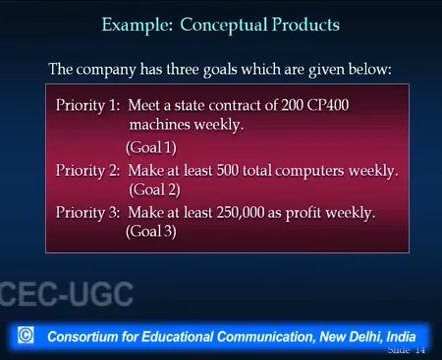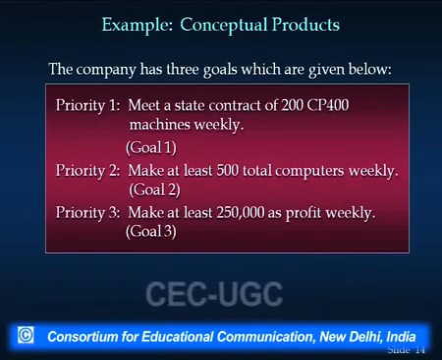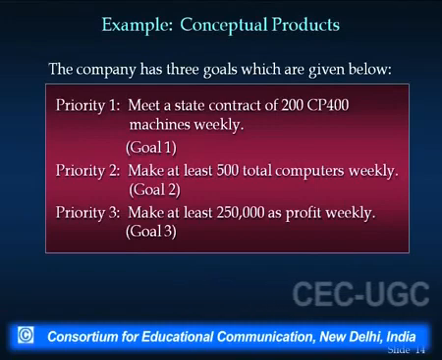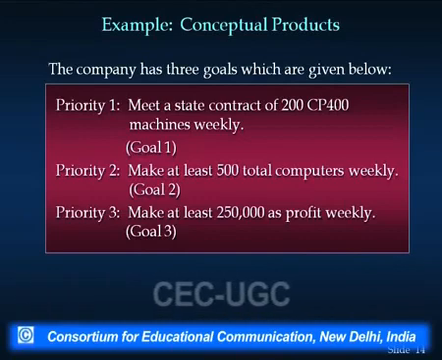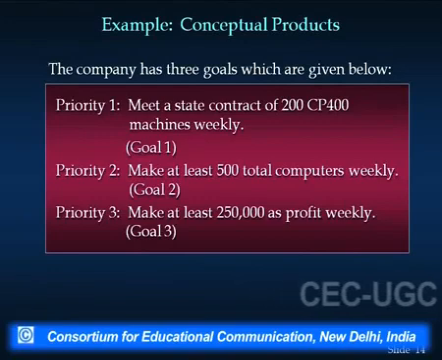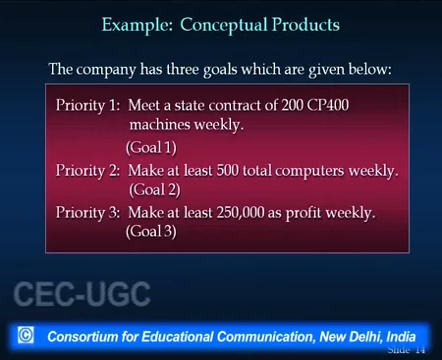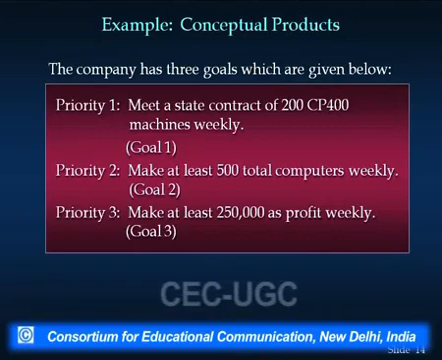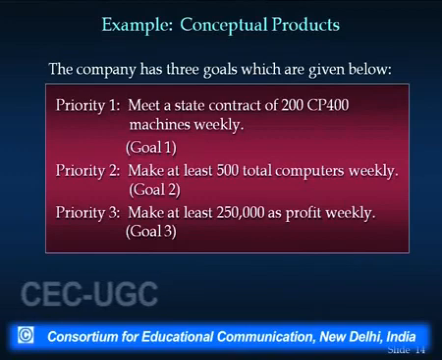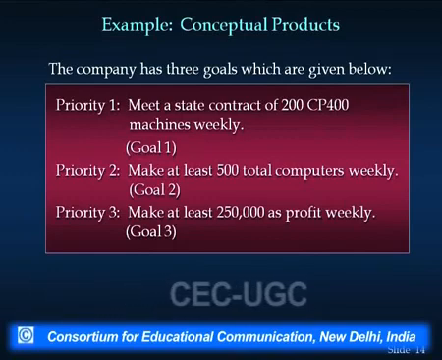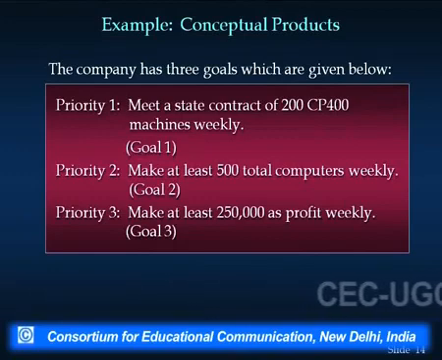Priority number 2, make at least 500 total computers weekly. Now there is a goal for total production, CP400 and CP500. When added together, the quantity should be a minimum of 500. The priority number 3, goal 3, make at least 2,50,000 as profit weekly. And now this is again a requirement of the profit, which is 2,50,000.